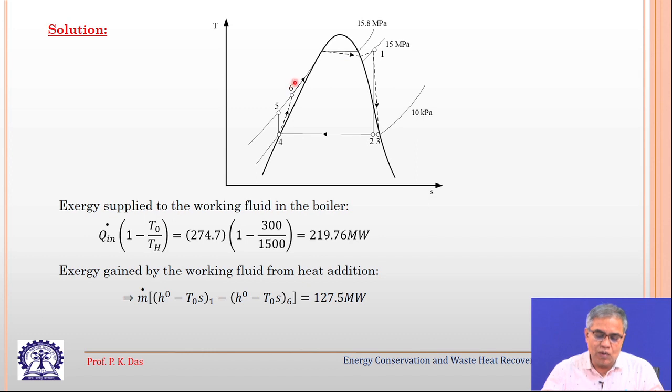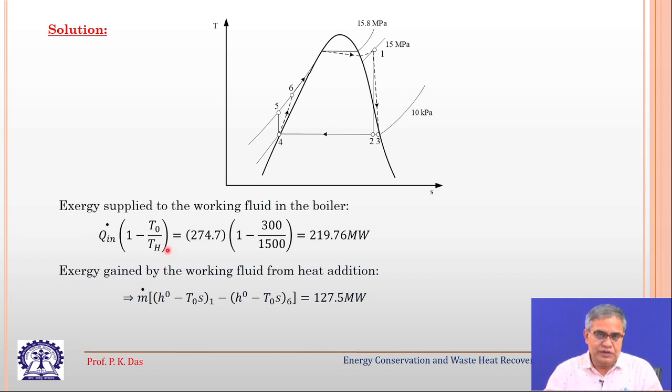So, here from 6 to 1 there is heat transfer. Here we can assume that a certain amount of heat is transferred to the working fluid in the boiler, to simplify the actual picture. Then with that heat transfer, we can find out the exergy associated. So, the exergy supplied to the working fluid in the boiler will be Q dot in multiplied by within bracket 1 minus T0 by Th.